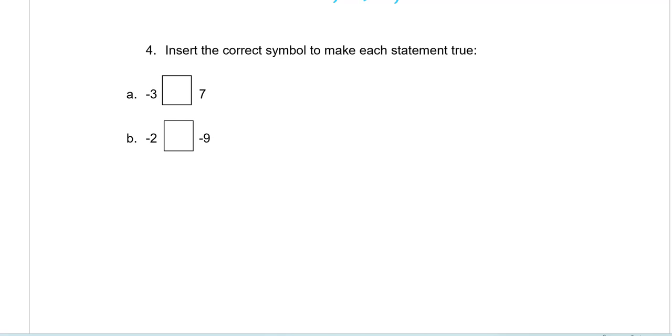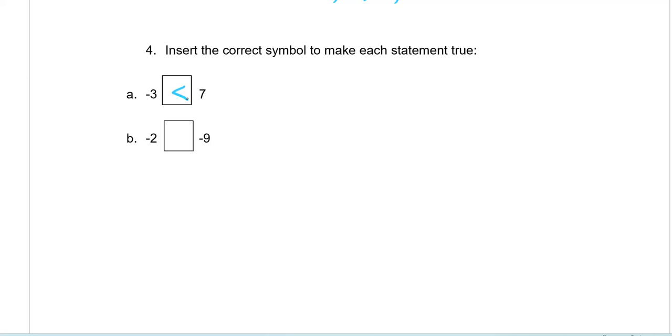Okay? So out of minus 3 and 7, the negative number is always going to be smaller than a positive number. So my sign is going to point to that minus 3. And that reads that minus 3 is less than 7. Okay? Whereas, next one, let's have a look.